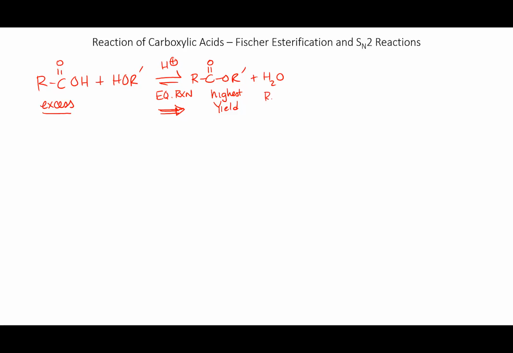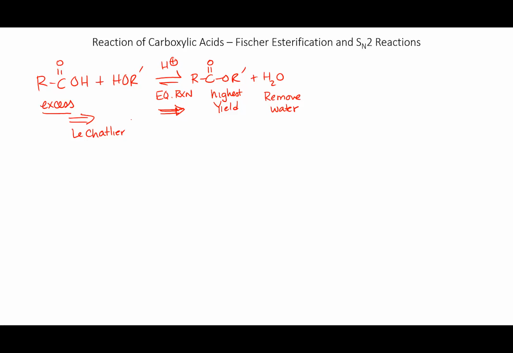Or the other thing you can do is you can remove the water as it's produced. And there are actually apparatuses that you can use that as you reflux the alcohol, carboxylic acid, and we use sulfuric acid as our catalyst, as you reflux that, you can actually remove the water as it's produced and therefore push the equilibrium to the right. Typically, we will use an excess of carboxylic acid. So if we use an excess of carboxylic acid, that will push the equilibrium using Le Chatelier's principle.